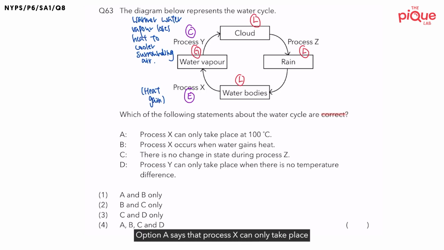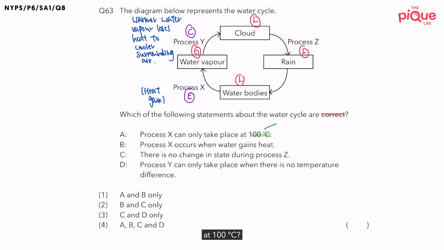Option A says that process X can only take place at 100 degrees Celsius. We identified process X as evaporation. Now, do you recall what temperature does evaporation take place at? In the case of water, it can take place at any temperature between 0 degrees Celsius, which is the melting point of water, and 100 degrees Celsius, which is the boiling point of water. Hence, is this option correct? No. In fact, what is the process that takes place at 100 degrees Celsius? It should be boiling.